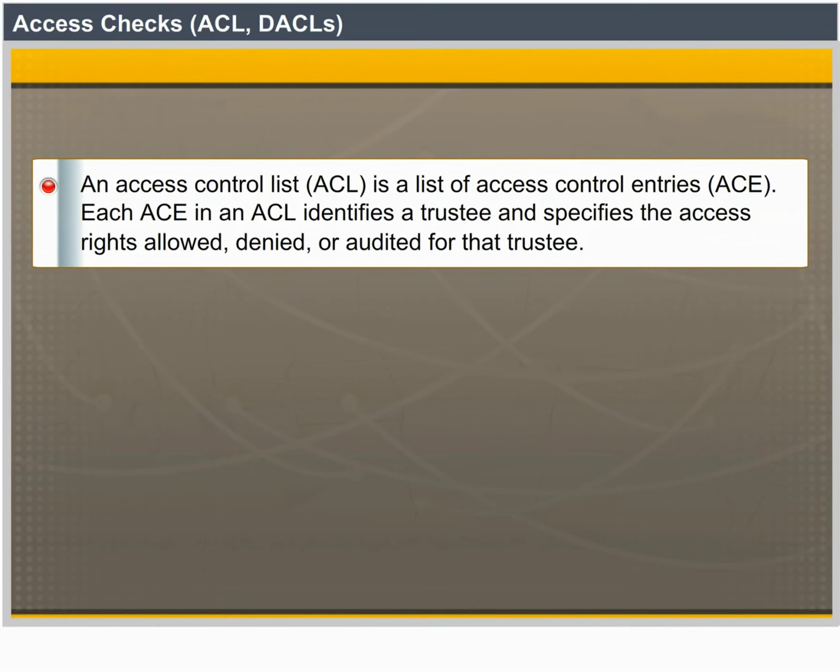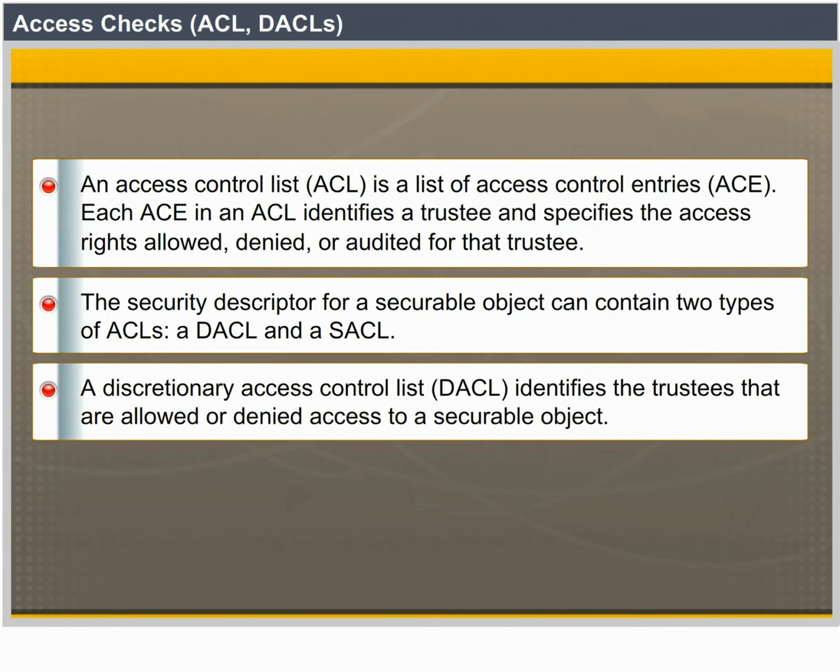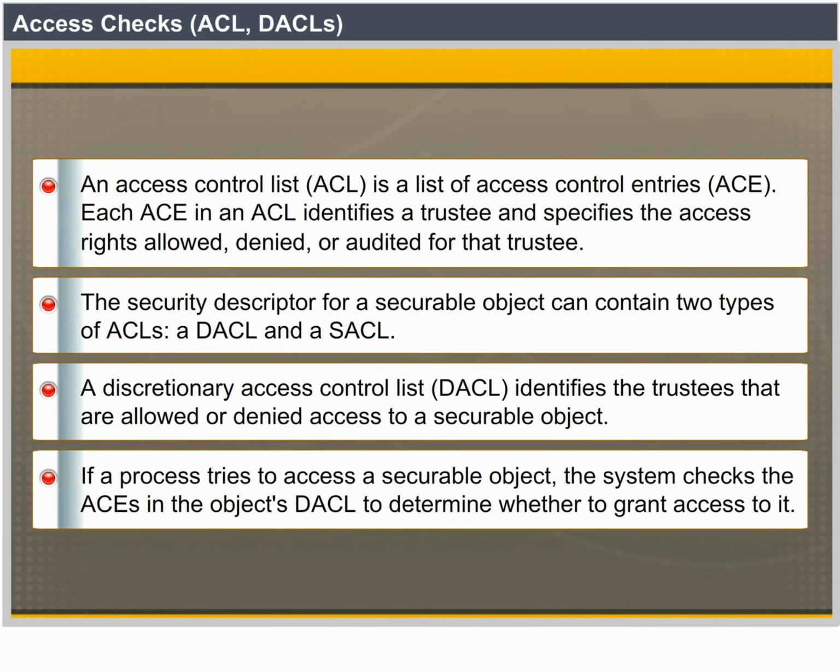An access control list, ACL, is a list of access control entries, ACE. Each ACE in an ACL identifies a trustee and specifies the access rights allowed, denied, or audited for that trustee. The security descriptor for a securable object can contain 2 types of ACLs, a DACL and a SACL. A discretionary access control list, DACL, identifies the trustees that are allowed or denied access to a securable object. When a process tries to access a securable object, the system checks the ACEs in the object's DACL to determine whether to grant access to it.